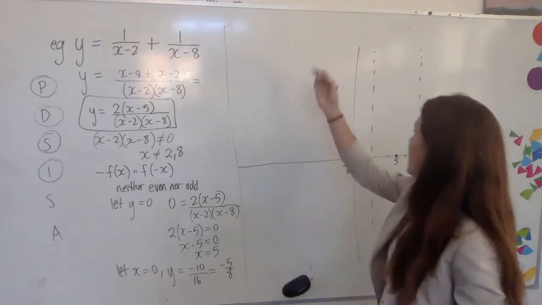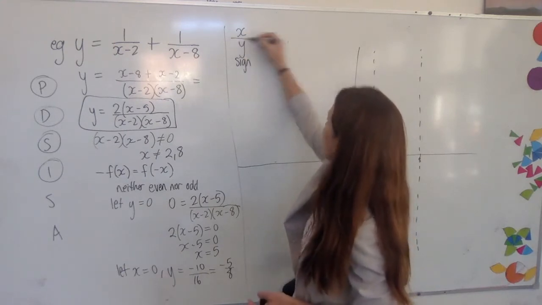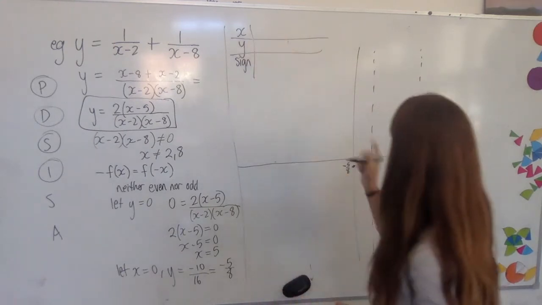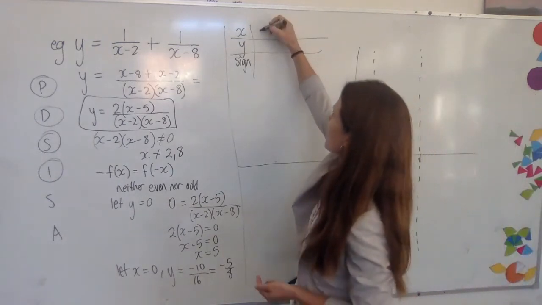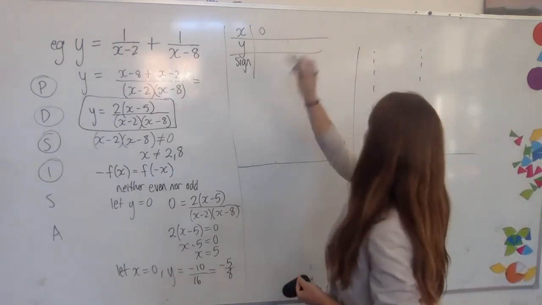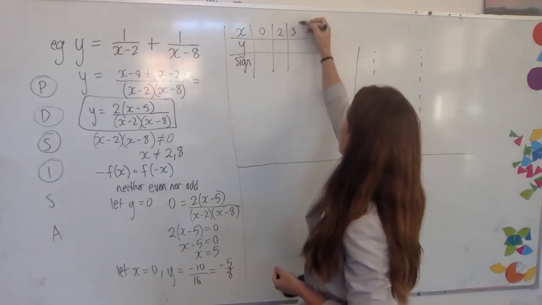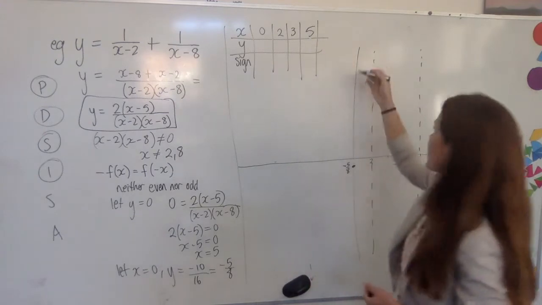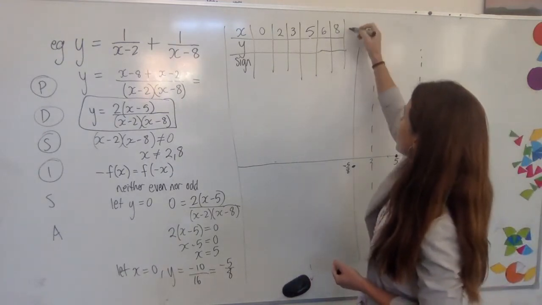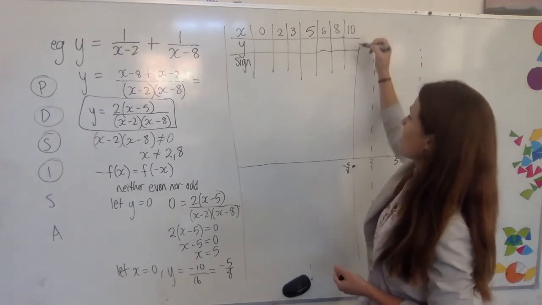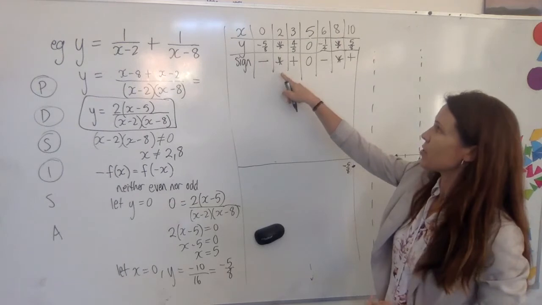Alright, working up here, if I do myself a quick table of values, I want to investigate what's on this side of the 2. So let's let x equal, say, 0. We can pick 2 itself. We've got 3. We want 5. We want something in between 5 and 8. So let's go 6. We want 8. And we want something bigger than 8. Let's go 10.